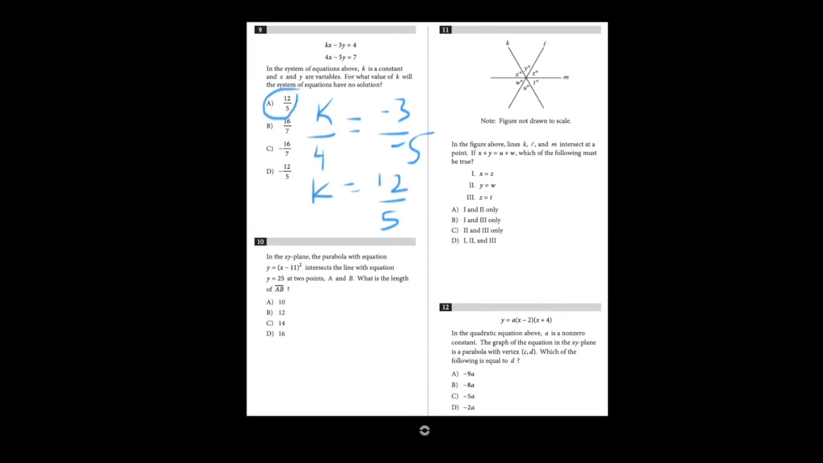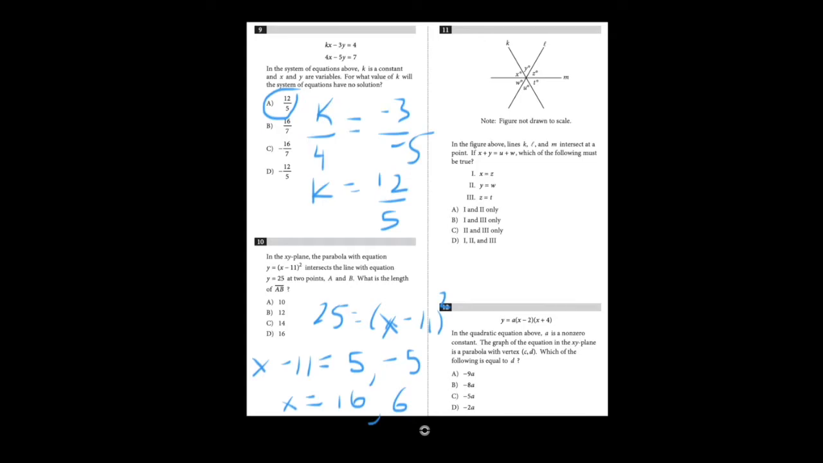is A. Number 10, in the xy plane, the parabola with the equation y equals (x minus 11) squared intersects y equals 25 at 2 points, and they want us to find the distance between those 2 points. So we know that y equals 25, so we can substitute that into the equation, and we're given 25 is equal to (x minus 11) squared. Then we take the square root of both sides. x minus 11 is equal to, you have to be careful here, 5 and negative 5. So x is equal to, when we add 11 to both of these, we get 16 and 6.